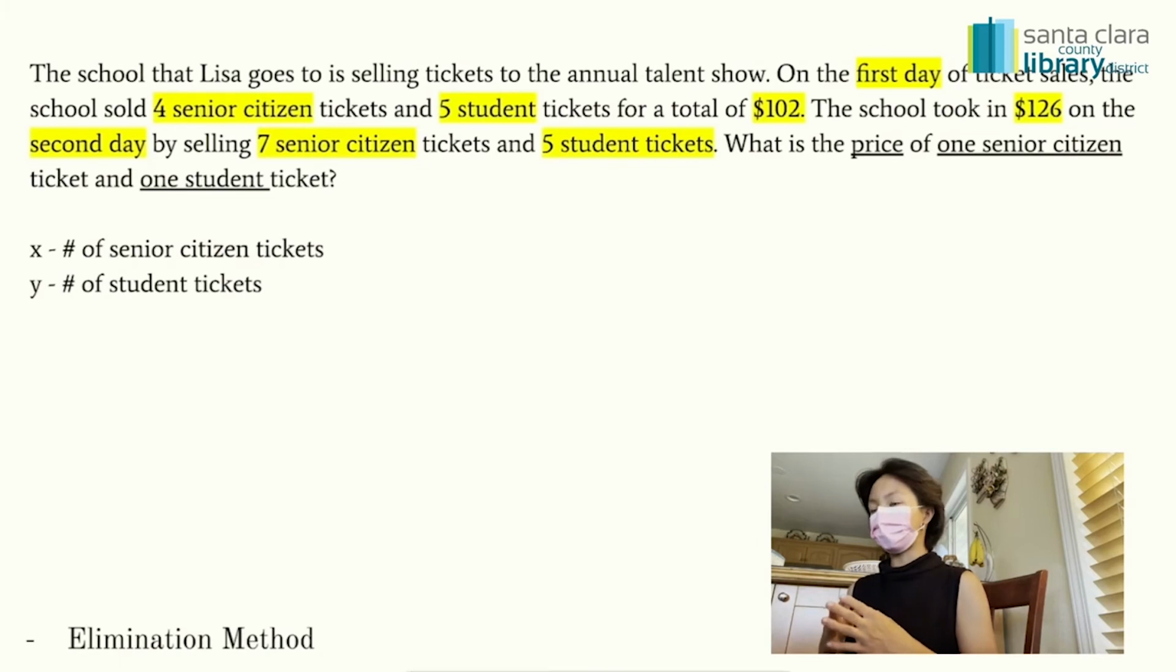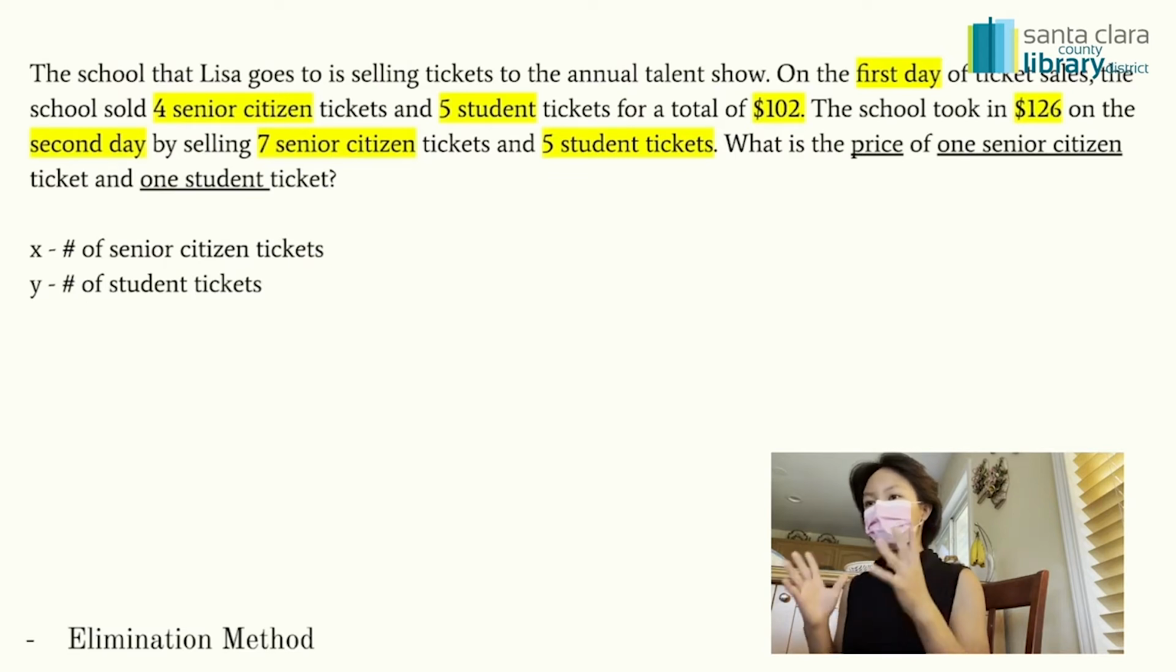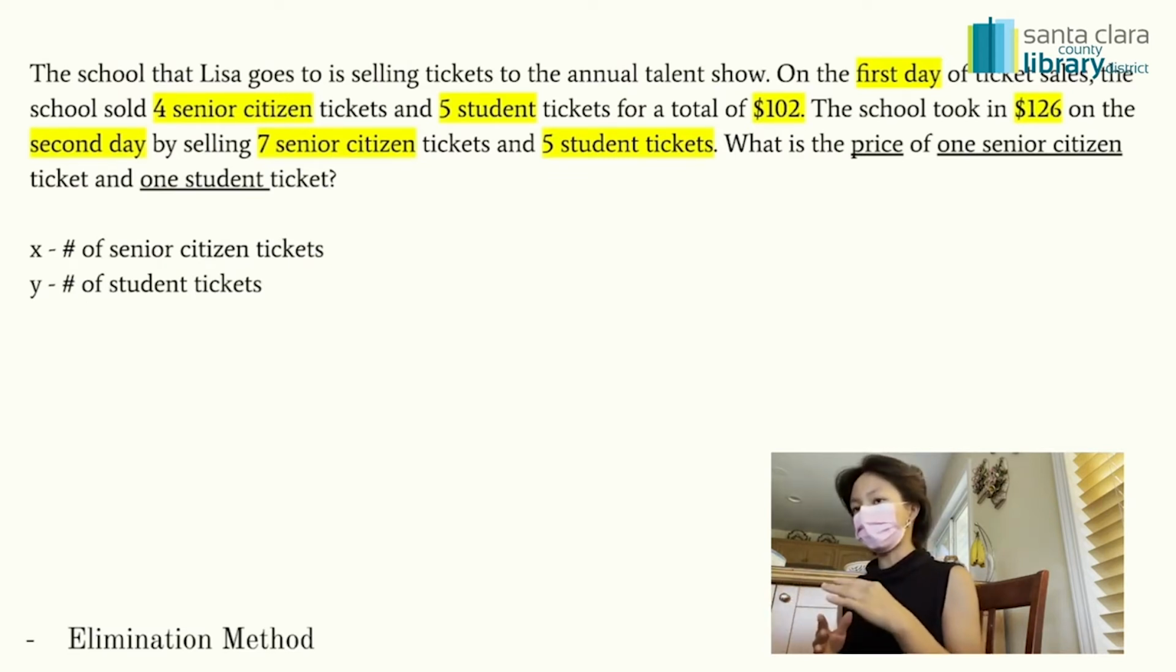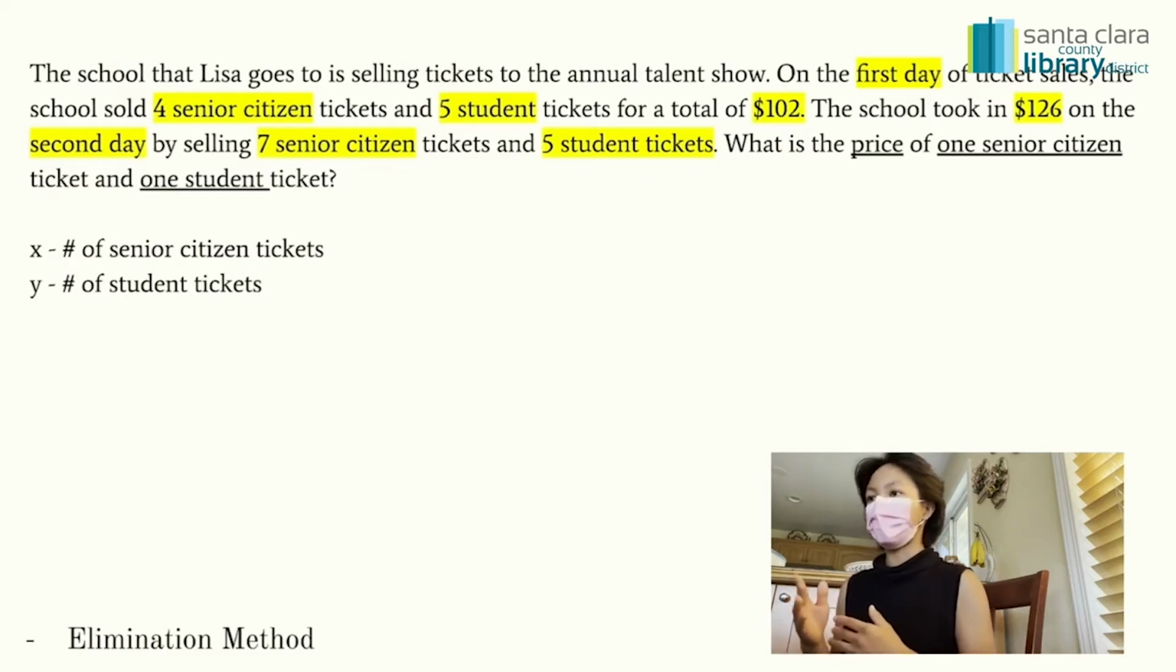Moving on to real-life problems, we will be solving this one using the elimination method. So the school that Lisa goes to is selling tickets to the annual talent show. On the first day of ticket sales, the school sold 4 senior citizen tickets and 5 student tickets for a total of $102. The school took in $126 on the second day by selling 7 senior citizen tickets and 5 student tickets. What is the price of 1 senior citizen ticket and 1 student ticket?